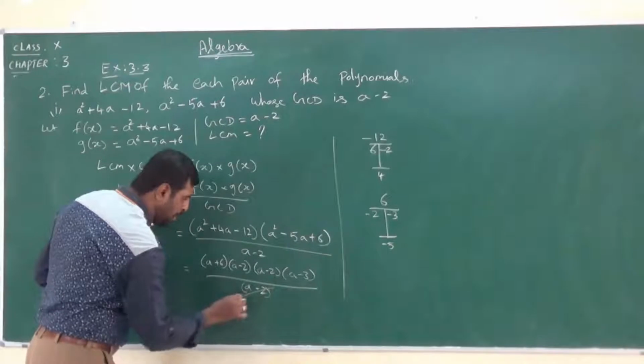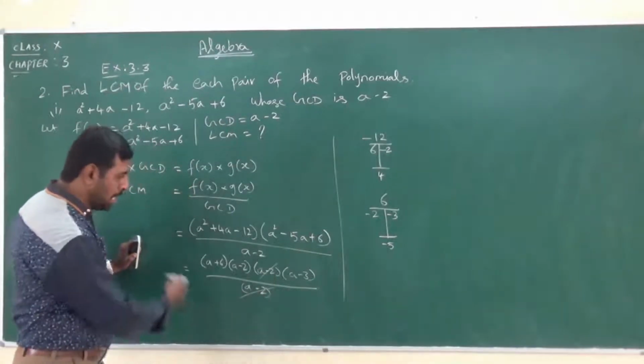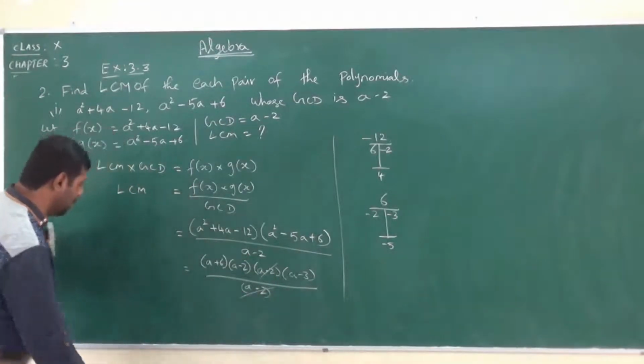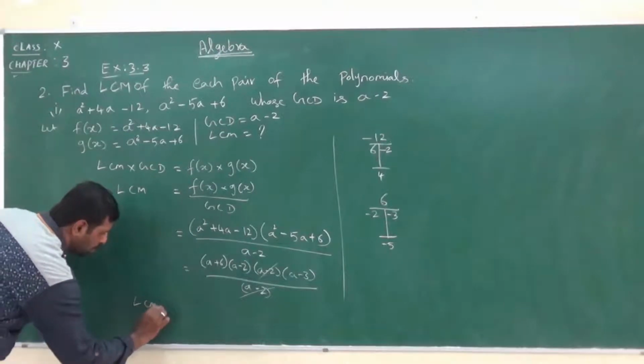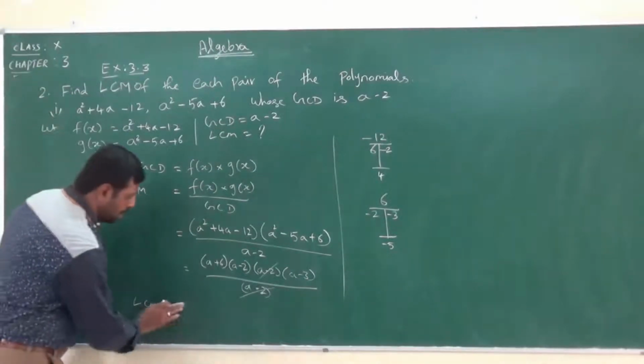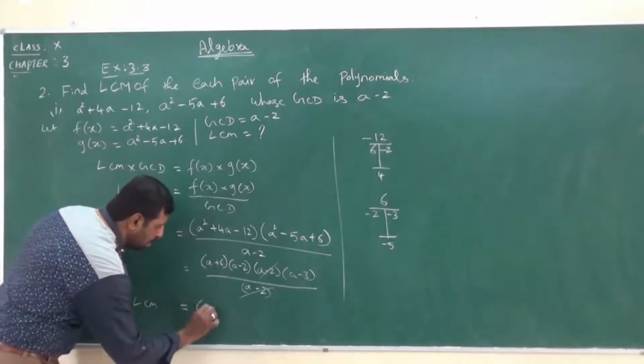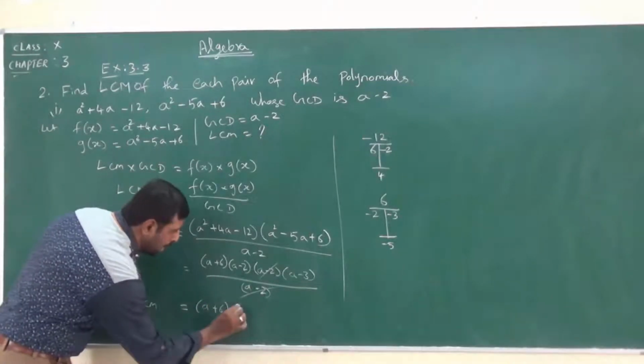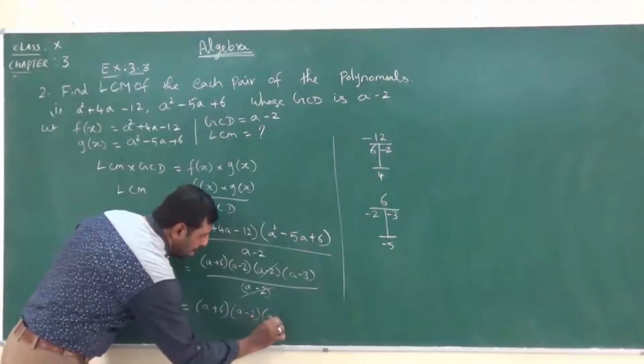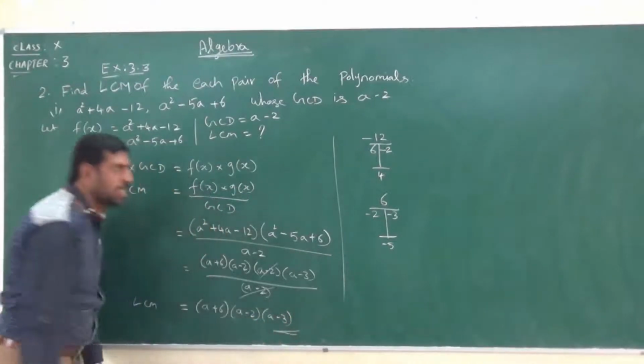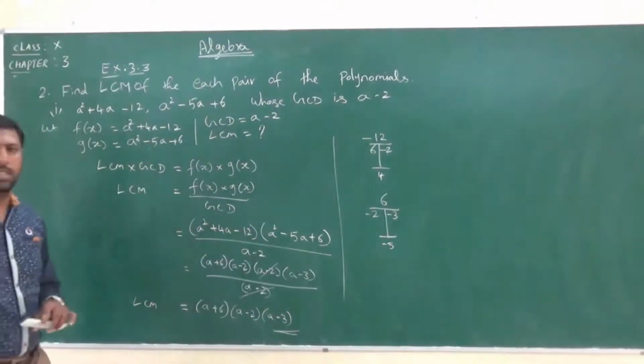Here one a minus 2 and the other a minus 2 cancel. Then the remaining terms give the LCM. The LCM is equal to (a plus 6)(a minus 2)(a minus 3), which is the LCM of the given terms.